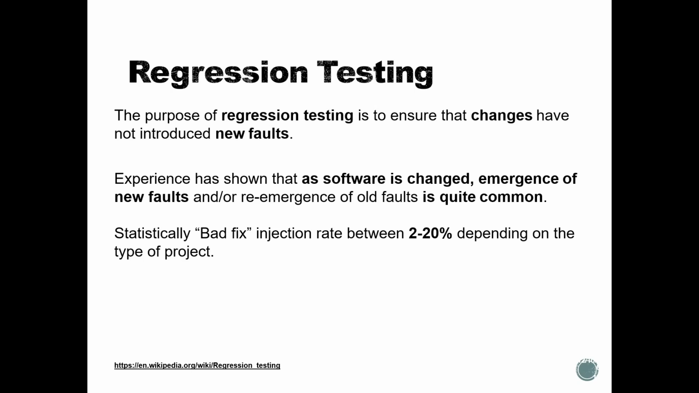We don't break something that's already once been fixed. Try to keep the re-emergence of faults as low as possible. And of course, one might think that this is a given. Why am I lecturing about this aspect? Because statistically, the bad fix injection rate is between 2 and 20%, meaning that even with the best quality practices, you are going to at some point provide a bad fix or broken patch or something like that, which creates issues down the development line.